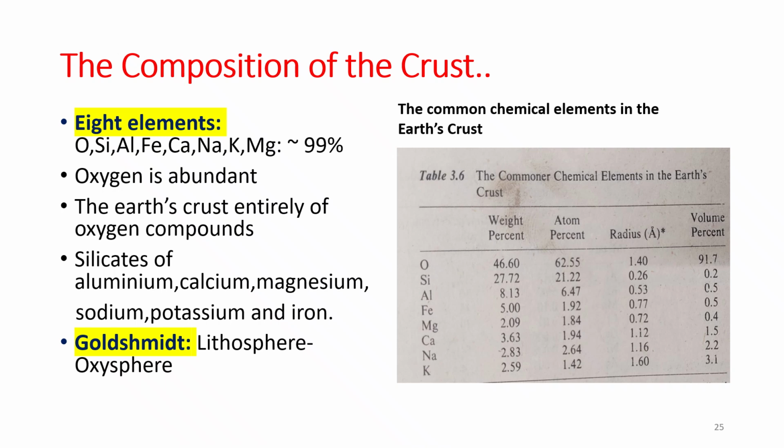And if the volume of the different atoms, or rather ions, is calculated, oxygen makes up more than 90% of the total volume occupied by the elements. So the crust of the Earth is essentially a packing of oxygen anions surrounded by silicon and the ions of the common metals. And that's why Goldschmidt remarked that the lithosphere may well be called an oxysphere.